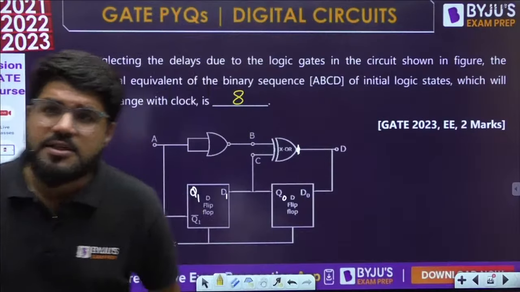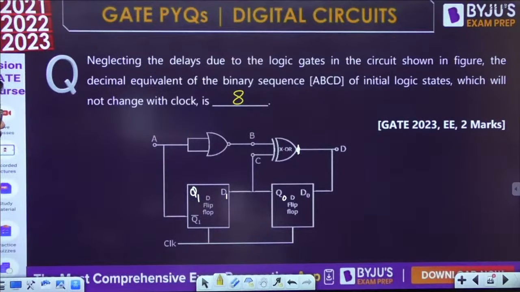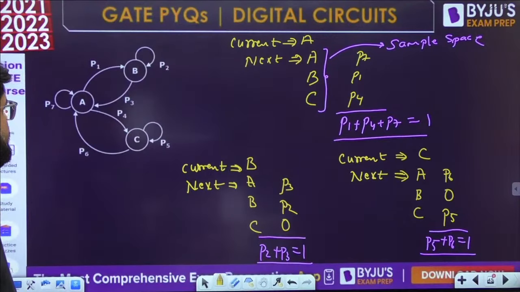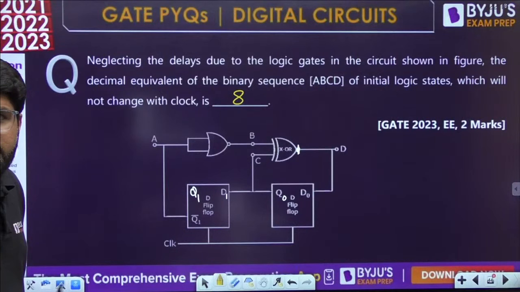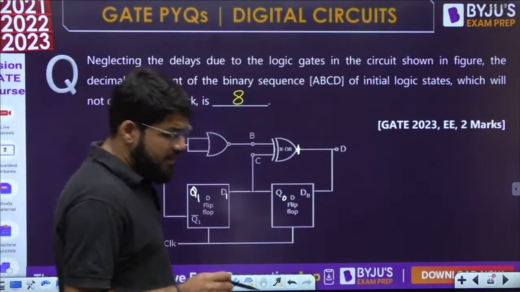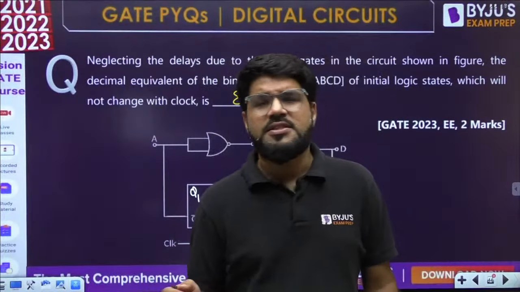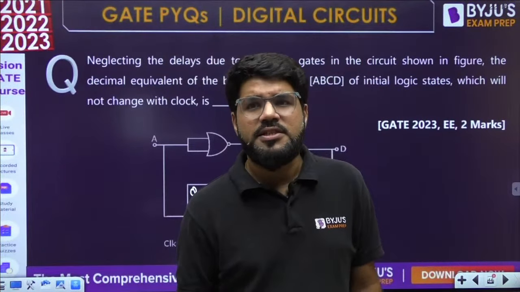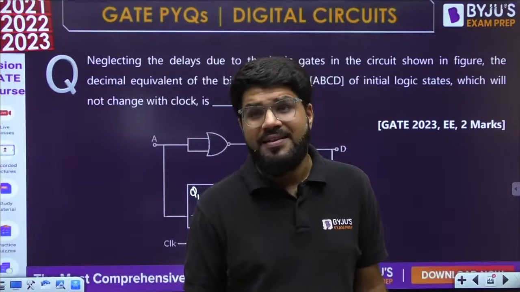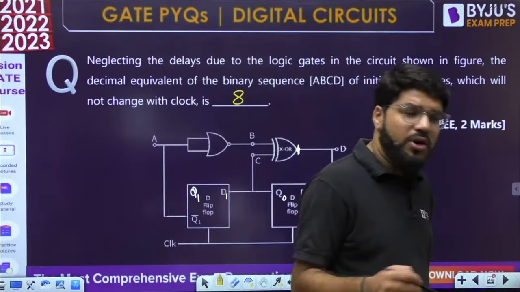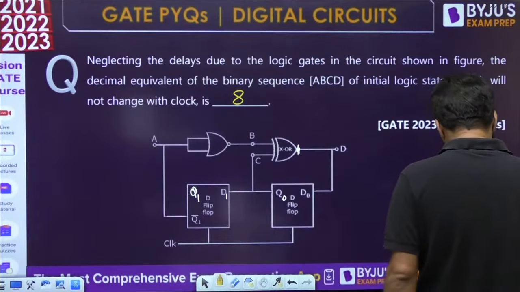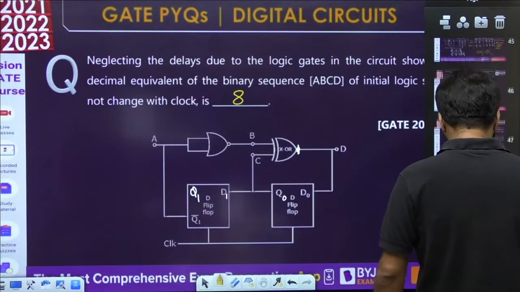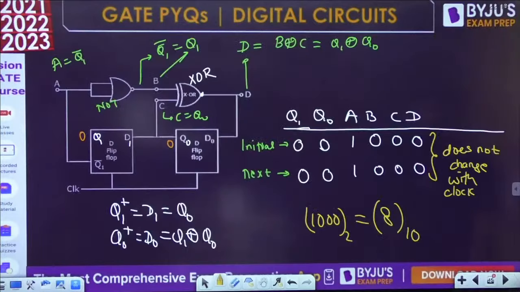Fantastic. Let's move ahead to the next. Okay, so this is a good question. 2023 we also know has registered as one of the difficult papers of electrical. Usually electrical people will feel that digital is easy for them. Mostly it is easy, but in 2023 it came out challenging. Let us go to the next question then.